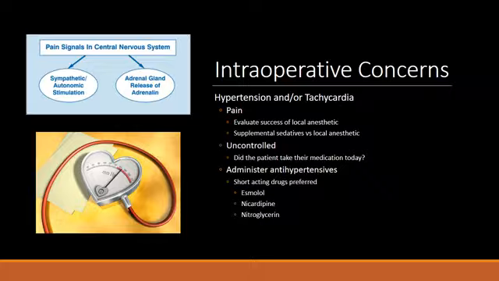What we don't want to do is overreact and give a medication that's going to last for 4 hours. So some short-acting drugs that we can administer would be a short-acting beta blocker like esmolol. We can use a short-acting calcium channel blocker like nicardipine, or you can use a direct-acting vasodilator like nitroglycerin.